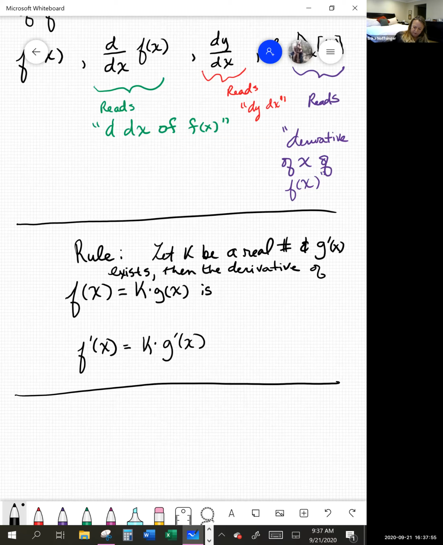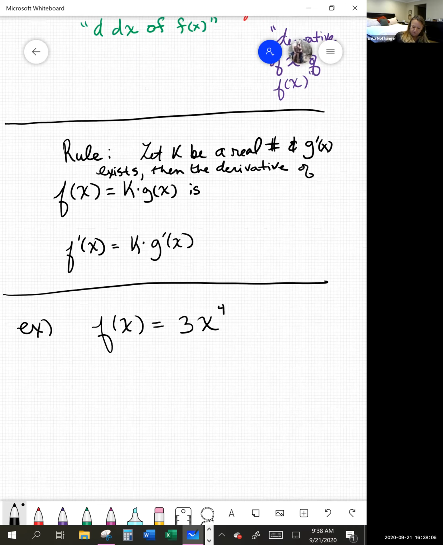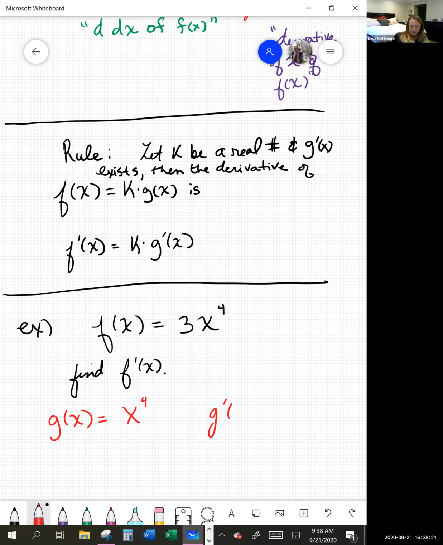Okay, why is that helpful? Basically, if you had f of x, let's say, is equal to 3x to the 4th power, and we want to take the derivative of that. I'm not going to normally do this, but if g of x in our case was equal to x to the 4th, we know that the derivative of this by that general power rule was we bring our power down front. So that would be 4x, and we would subtract 1 from our exponent. So 4 minus 1 is 3, 4x cubed.